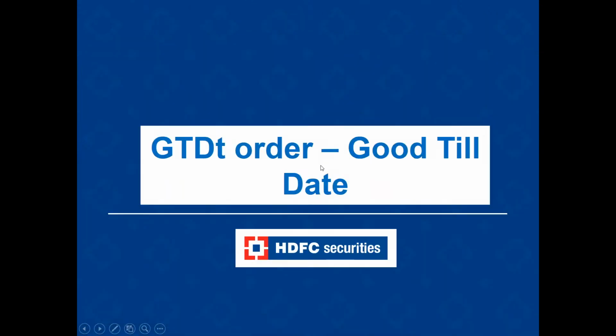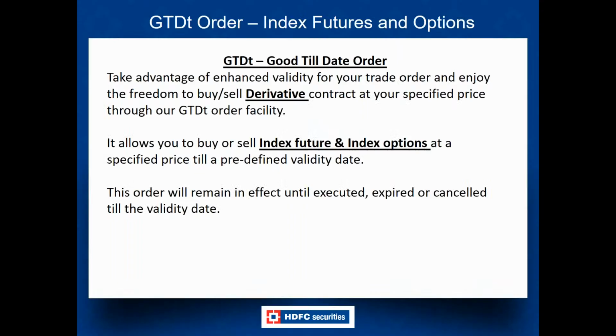Now let us understand the GTDt order. This is called a good till date order. GTDt orders help you take advantage of enhanced validity for your trade order and enjoy the freedom to buy or sell a derivative contract at your specified price through a GTDt order facility. To explain in layman language, you can place GTDt orders based upon the validity date. You can select the validity date to keep this order open in the system. Once you select the validity date, this order will be open in the system till that particular time period.